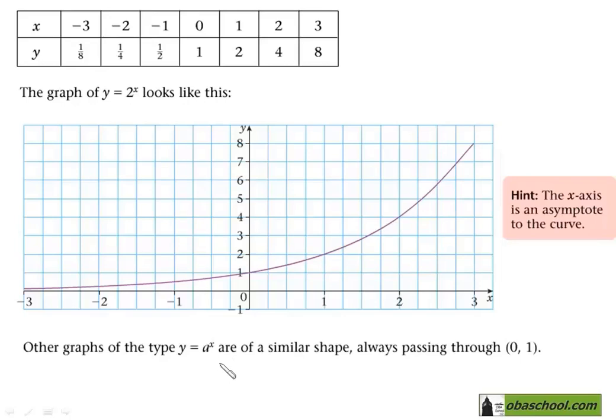Other graphs of the type y equal to a to the power x are similar, always passing through 0 and 1. This is another property of the other types of curves that have the equation y equal to a to the power x. Again, they will have the x-axis as an asymptote, and they will look like this curve right here.